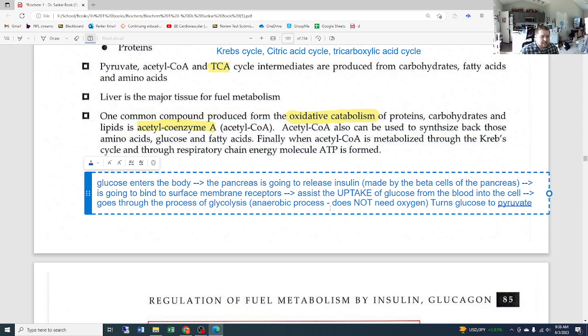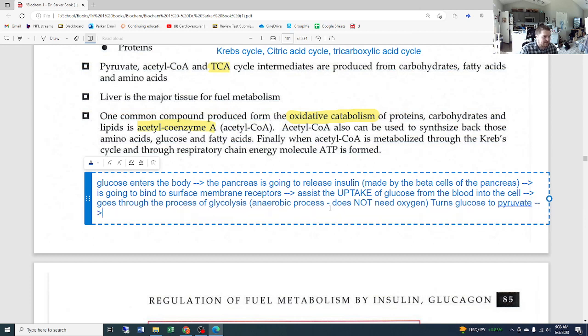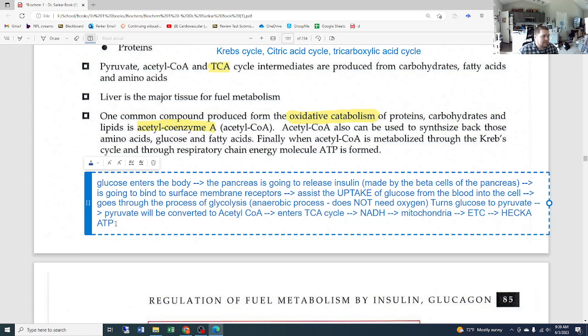Now, in a situation where we have oxygen, the pyruvate will be converted to that acetyl-CoA that we're talking about up here. Really, really important. And then acetyl-CoA enters the TCA cycle. The purpose of the TCA cycle is actually going to be to create a whole bunch of NADH. And then the NADH goes to the mitochondria, where then we have something called the electron transport chain, which then produces ATP.